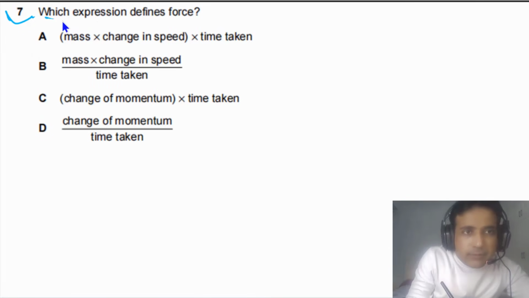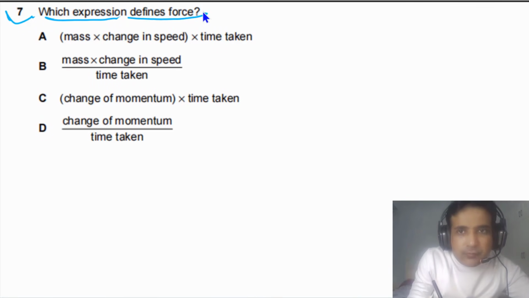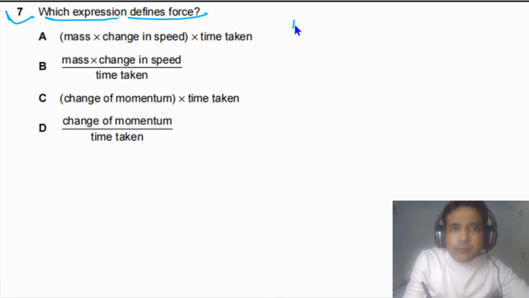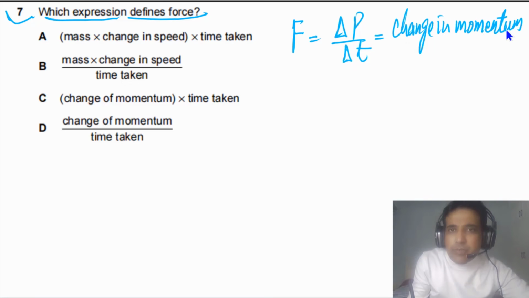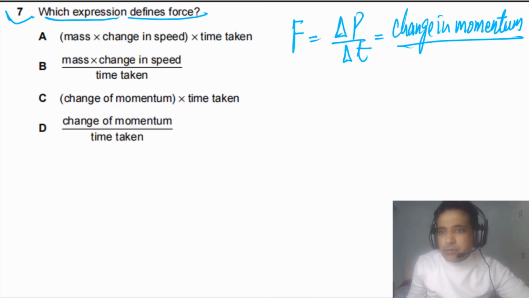Question number 7 says, which expression defines force? So for force, we have to be very clear that when we define force, this is equal to delta P by delta T. So simply it means change in momentum over time taken. So we can say force is equal to change in momentum over time taken. And this force is the resultant force. Change in momentum over time taken.